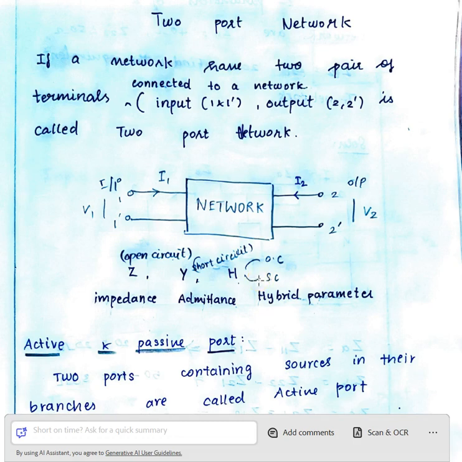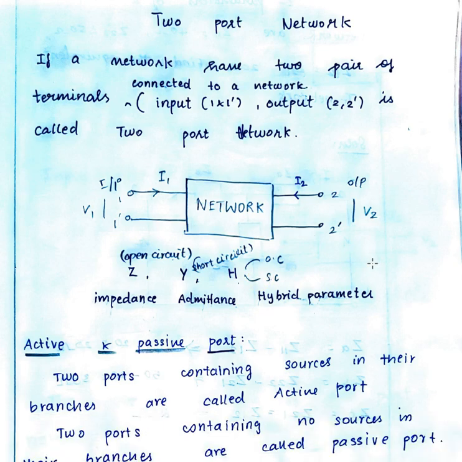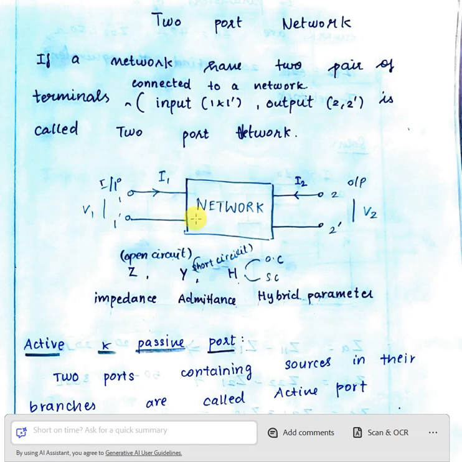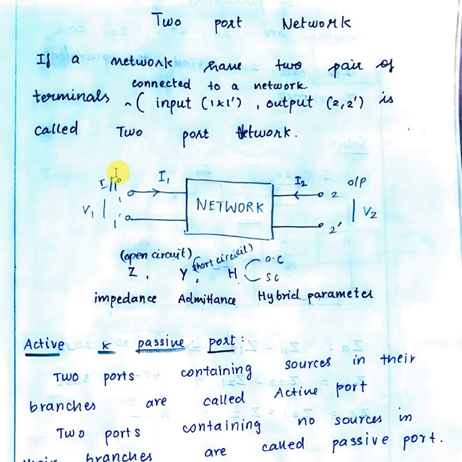In this video, we are going to see about the two-port network. Generally, a port is a pair of terminals at which a signal may be sent or received from the network. So, in the two-port network, we have two pairs of terminals. Here it is a network. This is the input port, termed as 1 dash, and then the output port, termed as 2 dash.